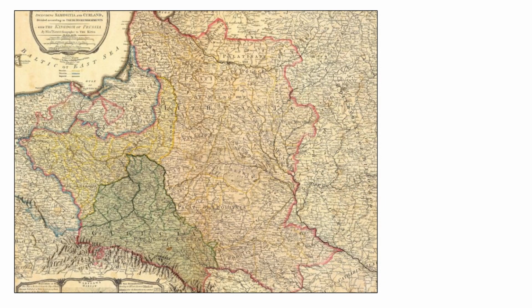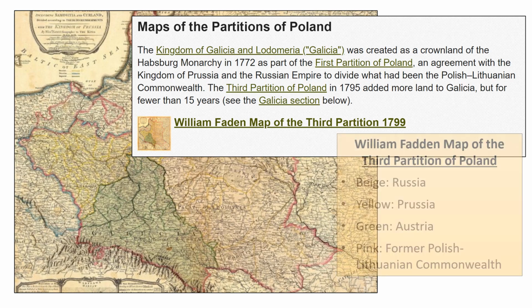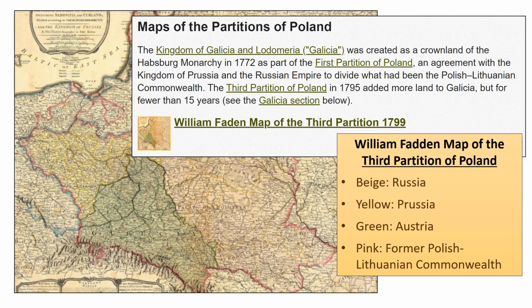As you may know, there was no country of Poland between 1772 and 1918. Rather, the country was divided up between Russia, Prussia, and Austria. Knowing which of these parts of Poland your ancestors came from can be an aid in genealogical research. Gesher-Galicia has a series of maps that can help out here, one example being the William Fadden map of the third partition of Poland in 1799.